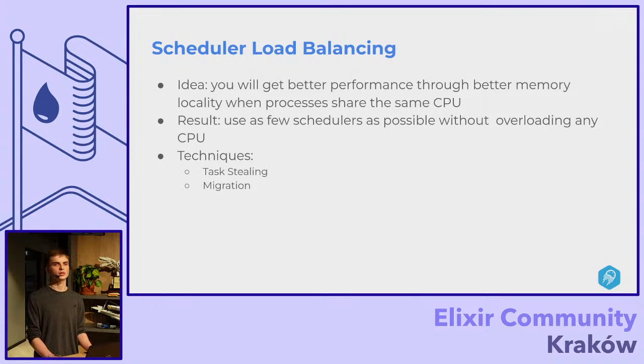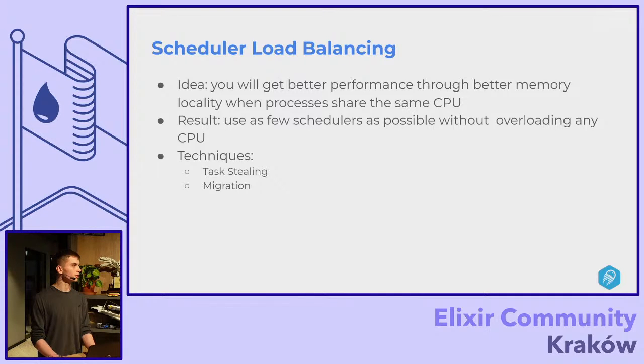So the idea is that you will get better performance through better memory locality when processes are on the same CPU. And the result of this is that we are trying to compress work on as few schedulers as possible without overloading any CPU. Techniques for achieving this are mostly task stealing and migration. However, we will not discuss them here. You can read more about them in the Erlang runtime system book.